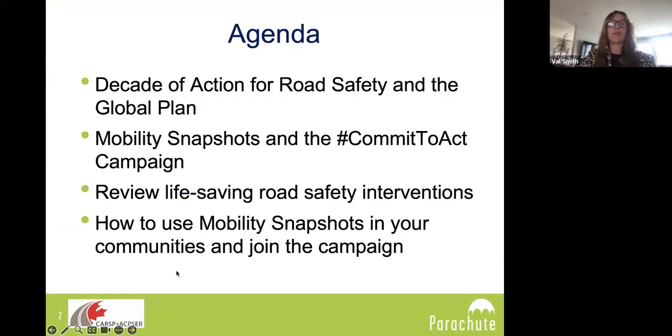So to start off today, I'm going to briefly go over the global plan for the Decade of Action for Road Safety. We're going to talk about mobility snapshots, what they are, how we can use them in general, but also during the Commit to Act campaign. We're going to be reviewing some of the interventions that we know to be highly effective in preventing death and serious injuries at our intersections. And at the end, we're going to wrap up with some information on the global campaign running the week of May 20th to 26th.